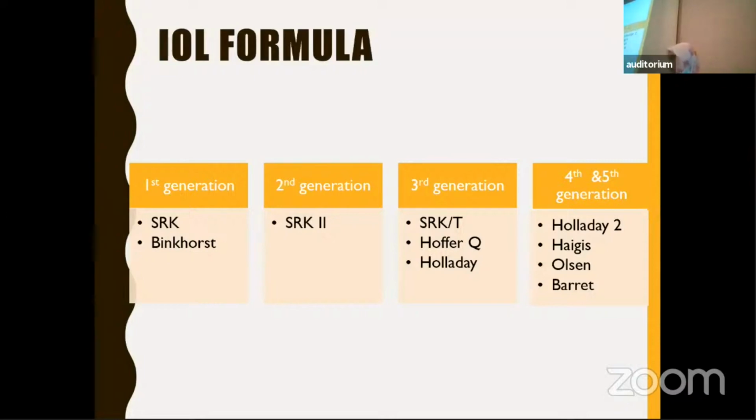As you can see, the IOL formula keeps updating year by year. The older formulas were based on normal eyes. They looked at eyes without evaluating other variables such as effective lens position, AC depth, and white-to-white measurement, so that in high myopia or high hyperopia, they gave somewhat imprecise outcomes.